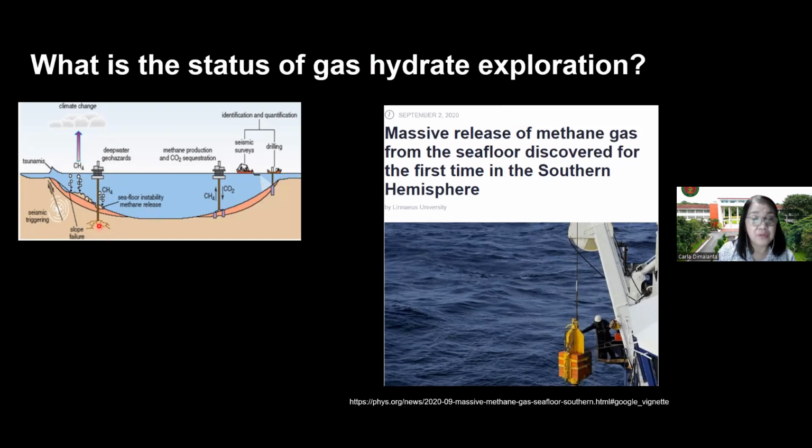So if they go through cracks in the subsurface, then they might find their way into the atmosphere in the upper levels. So some are trying to examine whether this massive release of methane gas in the southern hemisphere has also contributed significantly to the global warming and climate change that we're experiencing now. So this is one of the recent studies regarding the accidental releases of gas hydrates.